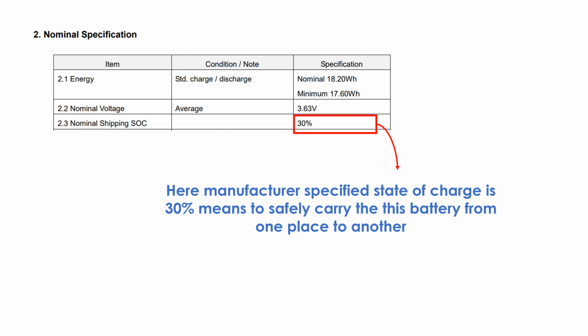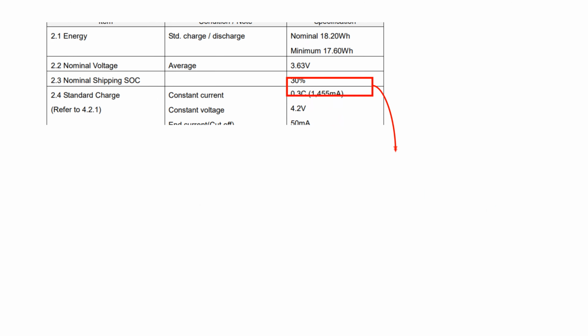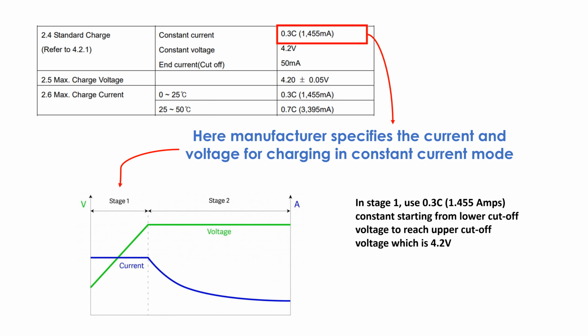Here the manufacturer specified state of charge is 30%, meaning to safely carry this battery from one place to another. Here the manufacturer specifies the current and voltage for charging in constant current mode. In stage 1, use 0.3 C, 1.455 amps, constant, starting from lower cut-off voltage to reach upper cut-off voltage, which is 4.2 volts.